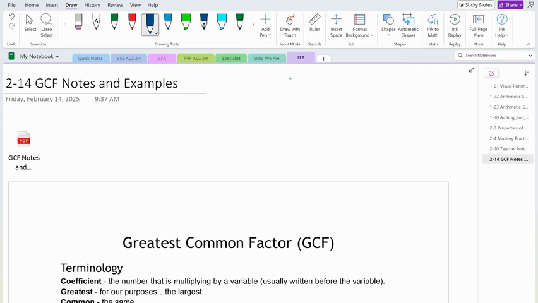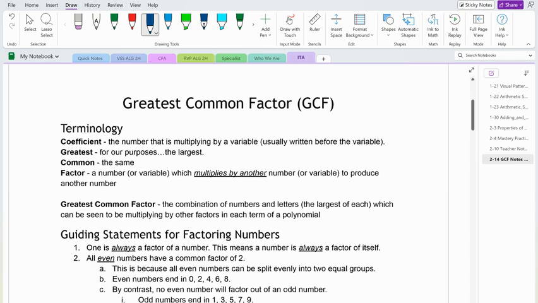Greatest common factor. Let's start off with defining some terms. If you see this word coefficient, or if I use the word coefficient, remember that that term is talking about the number that is multiplying by a variable. So if we see 3 times xy, then in this case, the 3 is the coefficient, right? The 3 is the number multiplying by the variables. Usually we write those before the variable.